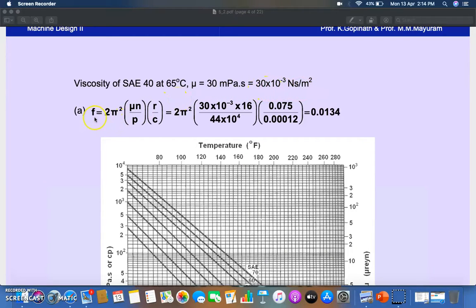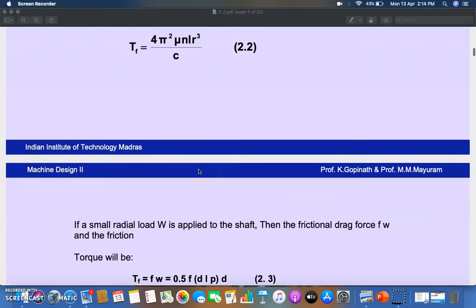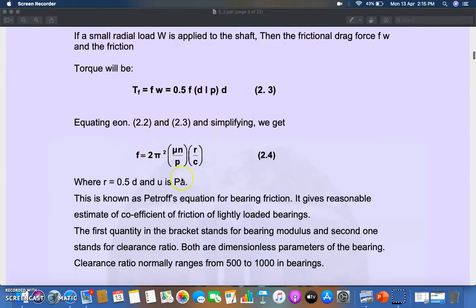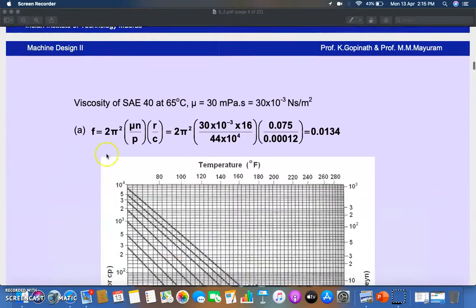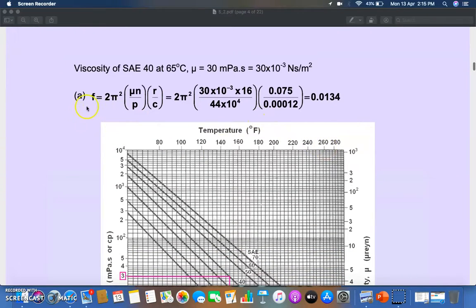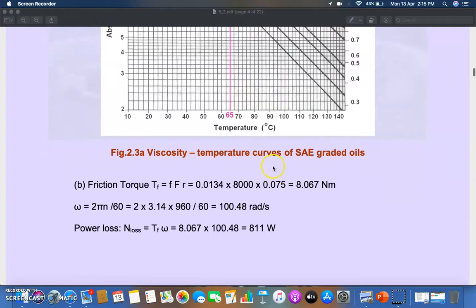Now we have calculated f according to Petroff's equation, which we have studied in this lecture before. I will recall this: we equated equation number 2.2 and equation number 2.3, and then we got the value of f. So f is 2 pi R square into mu n by P into R by C. With the help of this formula of Petroff's equation and this chart, which is the viscosity-temperature curve, the friction value will be calculated.